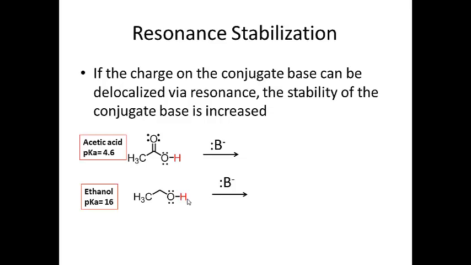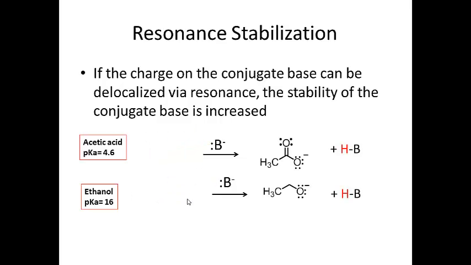So let's look at what happens. Here are my arrows: base to proton, and the bond between the proton and the atom it's bonded to, the electrons go back there. Here's my conjugate base for acetic acid. Here's my conjugate base for ethanol. And then here are the conjugate acids. All right, so let's look at it. Why is the pKa of acetic acid so much lower than ethanol?